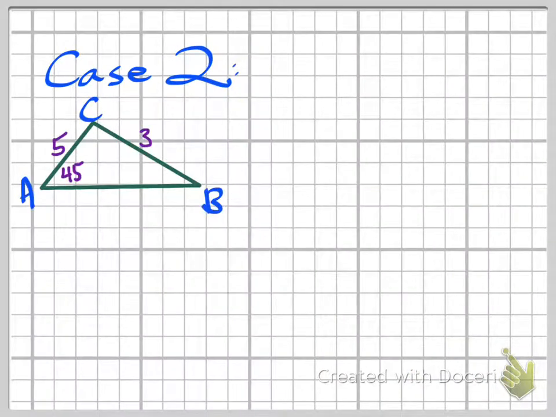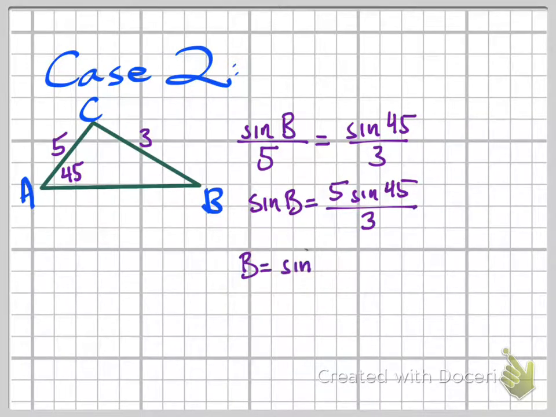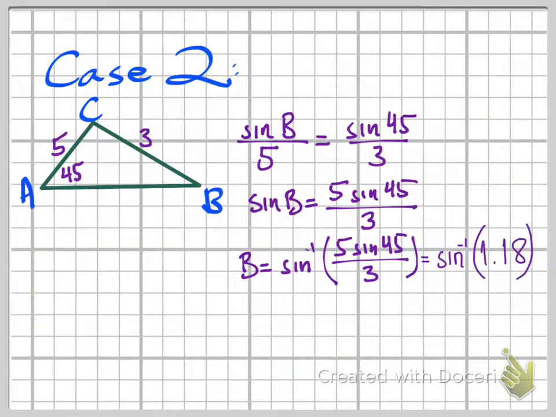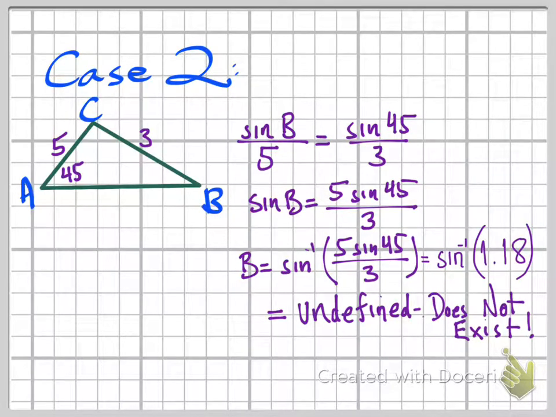So the next possibility, let's take a look at that. We have side angle information once again, and if we are trying to find the measure of angle B with the law of sines, there's the proportion you would set up: sine of B over 5 equals sine of 45 over 3. You cross multiply, and you take the inverse sine of that, and you get the inverse sine of 1.18, which if you try that on your calculator, it won't be able to do it. It'll give you an error message, or it might say undefined, some kind of domain error maybe. It'll tell you in some way or another that that doesn't work.